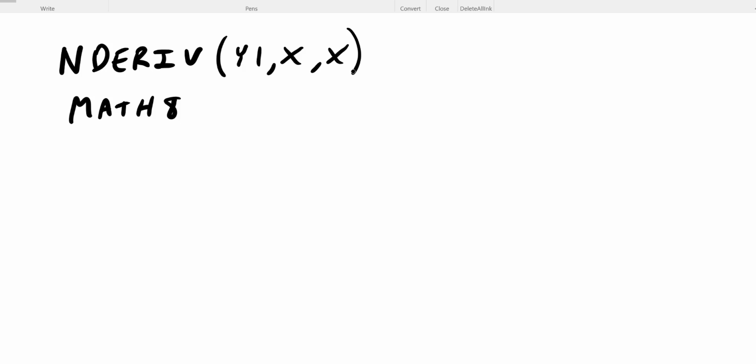So the y1 is your equation you're going to use, and then these are just two parameters saying you want to graph the whole function, and x is your variable. Okay, so it's like with respect to x.